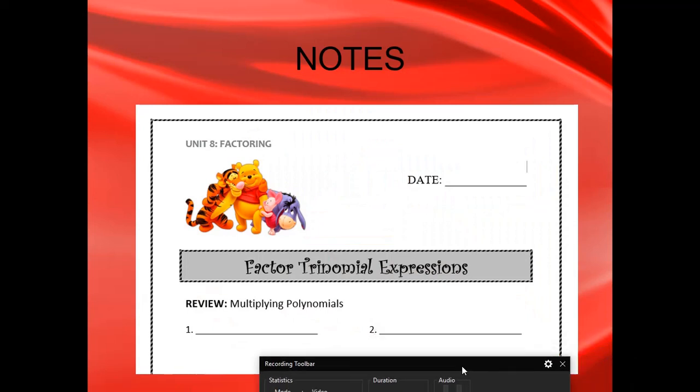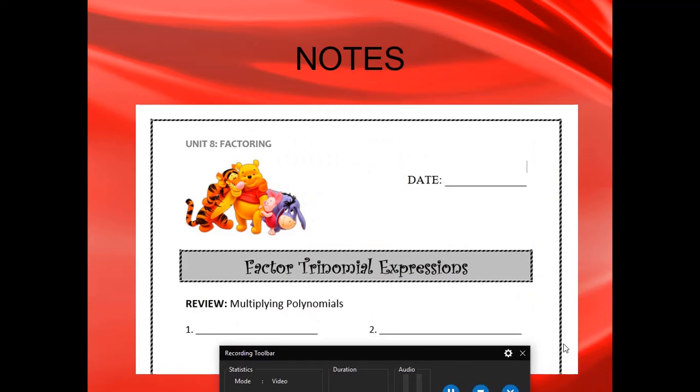This is the note packet that you're going to need today to go through the notes, and again tomorrow. Remember, you can pause the video at any time if you need to stop and catch up on notes, or if you want to try examples on your own.